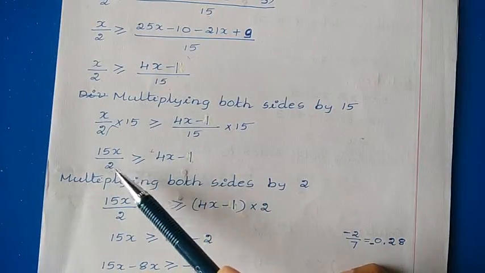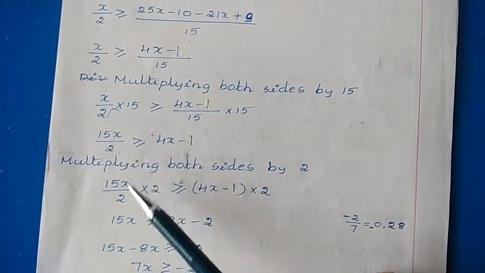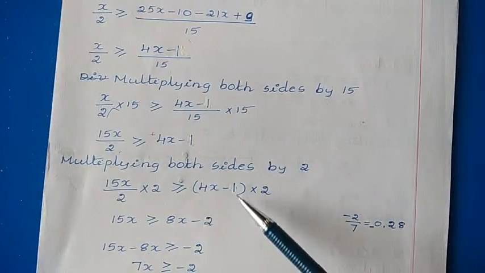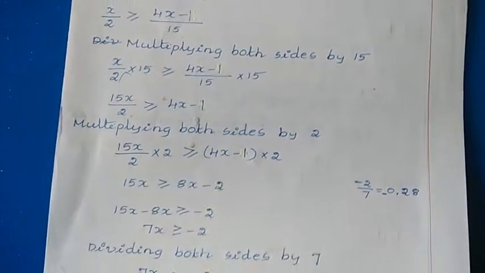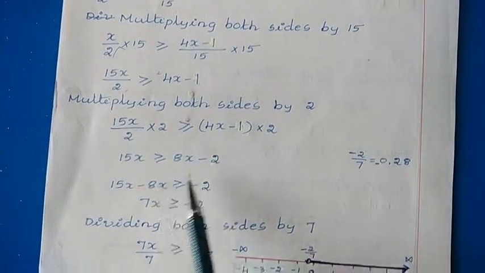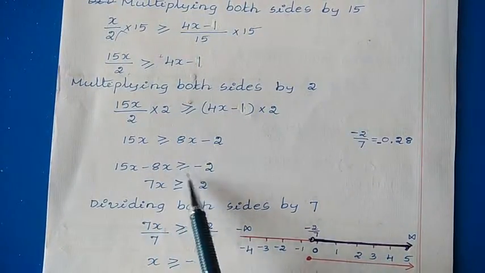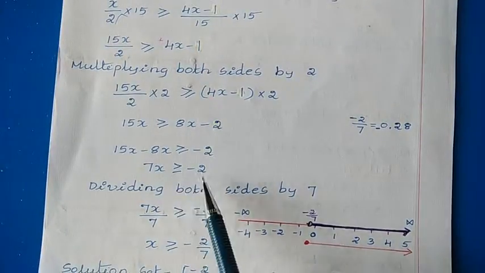Now you have to eliminate this one, so multiply both sides by 2. So 15x divided by 2 into 2 greater than or equal to 4x minus 1 into 2. So we get here 2 cancelled. 15x is greater than or equal to 8x minus 2. So bring the x term here. So 15x minus 8x is greater than or equal to minus 2. That is 7x is greater than or equal to minus 2.